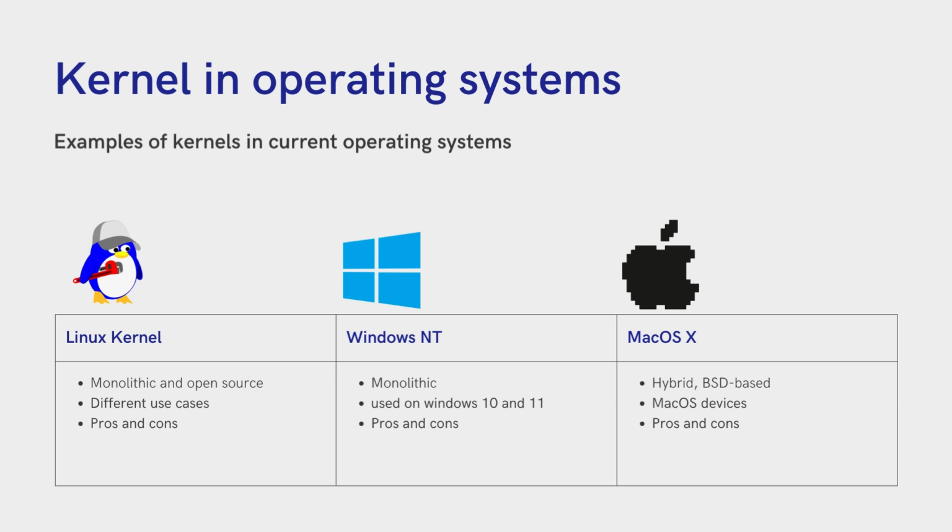And finally, we have the case of Mac OS X. This is a BSD based kernel combining elements of monolithic and microkernels. It is developed by Apple for the Mac OS operating system, and it's made with a focus on performance and integration with Apple hardware. Its main advantage is the stability and performance optimized for Apple hardware. Its customization is much lower compared to Linux, for example.